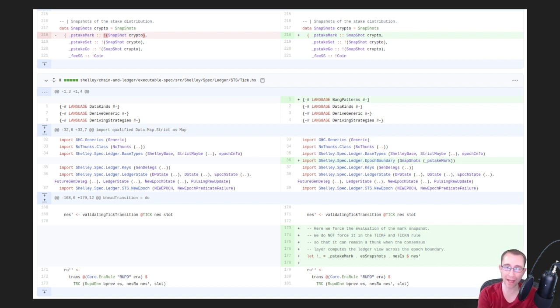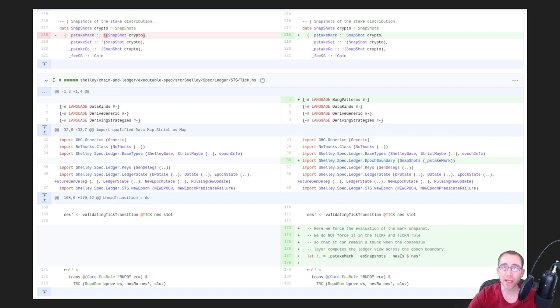That's the one that tells us who got what rewards, and that's from 2 epochs ago. The snapshot that happens when the epoch rolls over is that mark snapshot, and that seems to be the thing that was causing us the problems. So we're looking at the Haskell code, and this is not in the code yet. This is just a proposed change. It's up in a pull request right now.